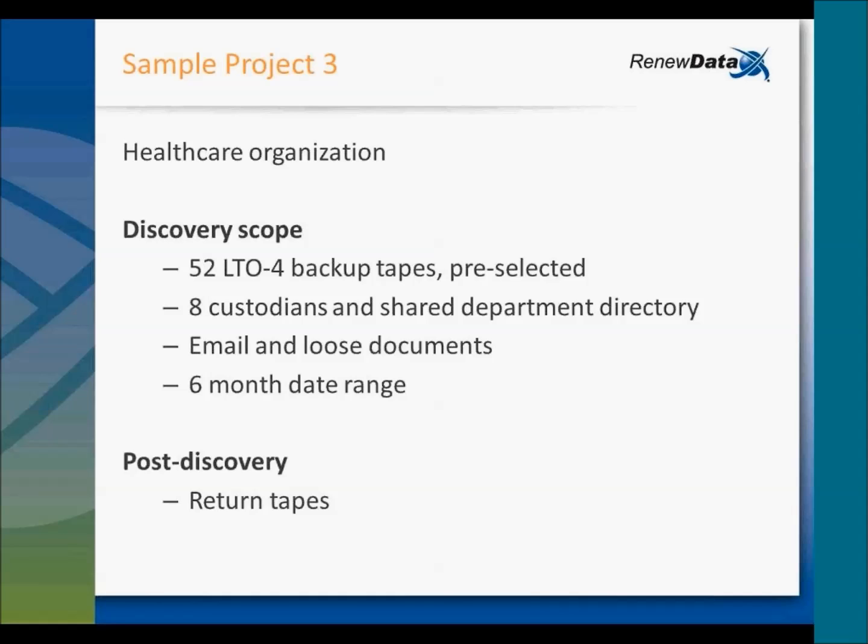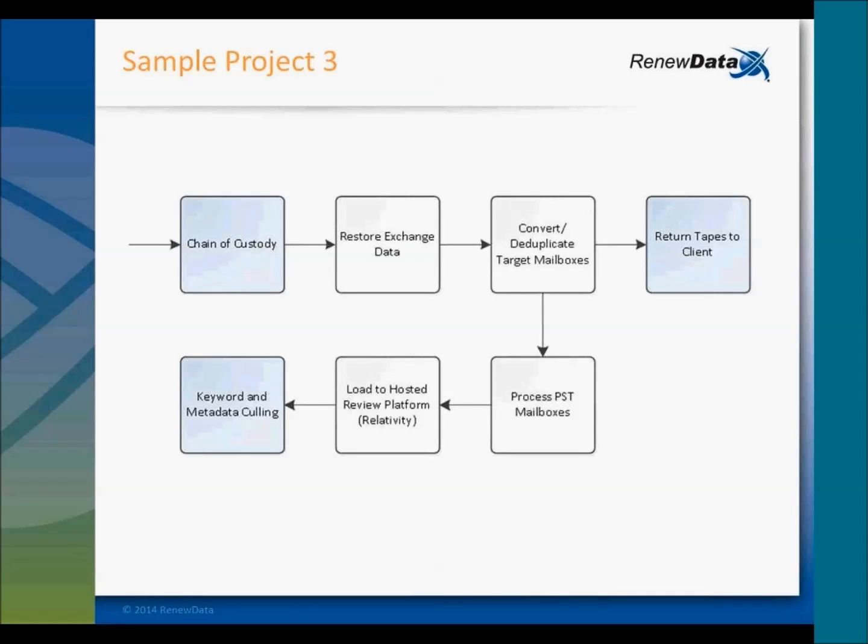And so instead of thousands of tapes, we received 52 LTO4 tapes. 8 custodians and a shared department directory that they were going after, again, email and loose documents, and a 6-month date range. So obviously the takeaway here is that if you're tracking the information on the corporate side, you really can cull down on the amount of effort that goes into the eDiscovery process and the cost and timeline associated. In this case, we went from thousands of tapes to 52, and we were able to turn this project around in a week or two.